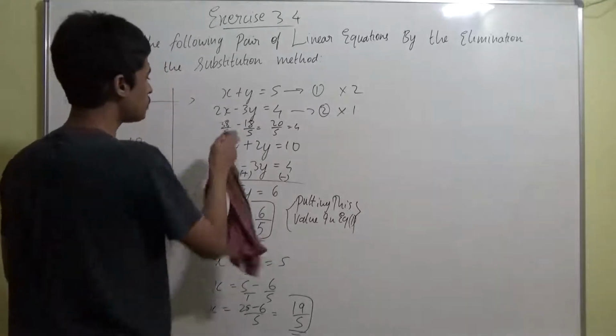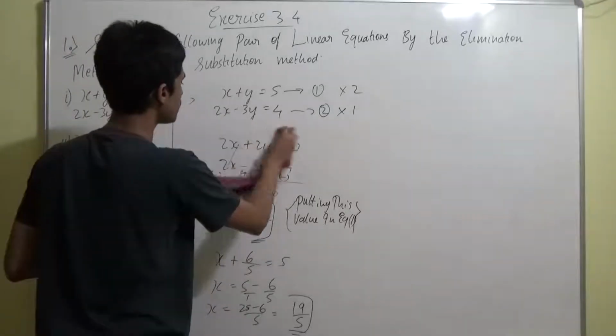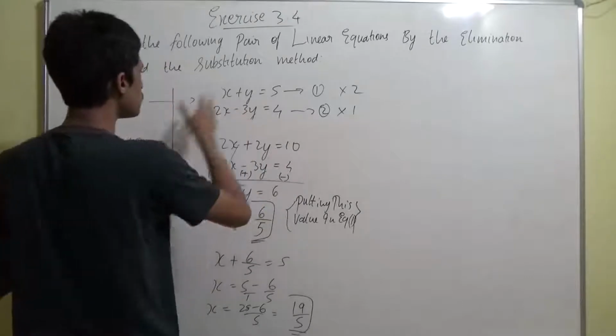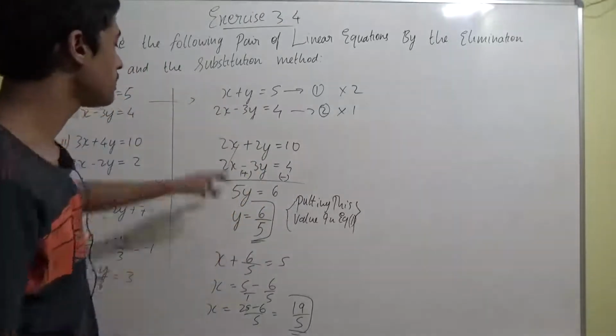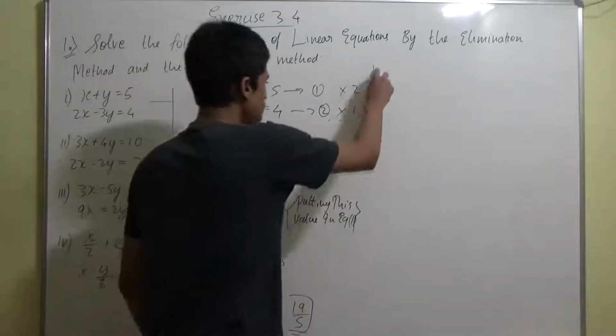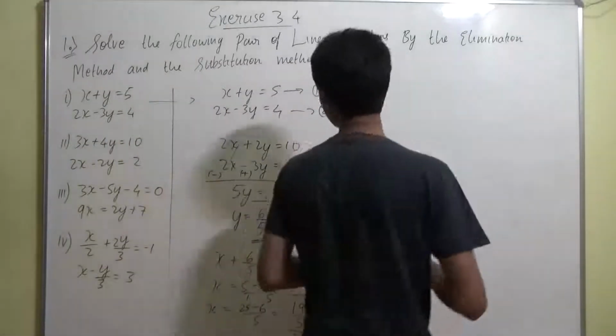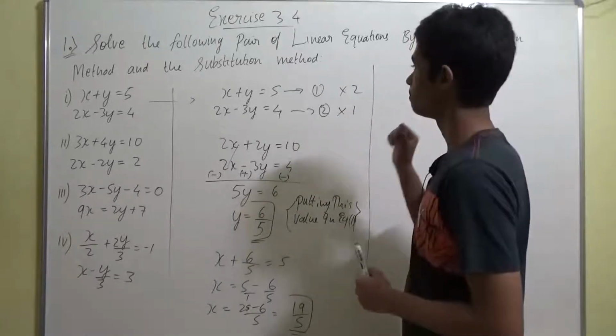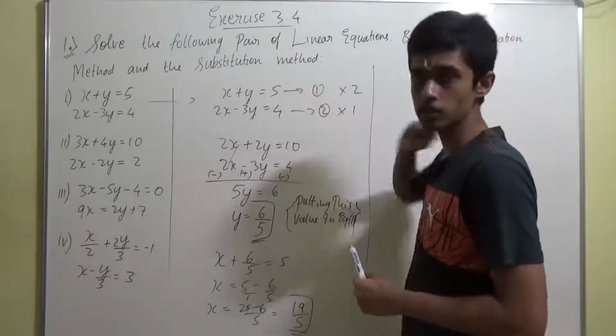Getting it? Now I'll rub it off. Getting it? So we also verified the value of x and y. So this was from elimination method. Elimination method means we are going to completely eliminate one variable. Now let's go to the, we'll solve the same equation with the substitution method, right?